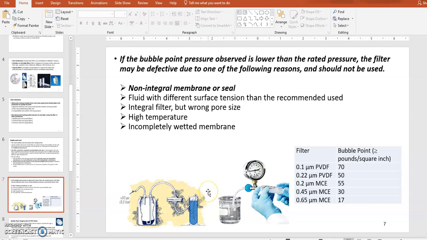So the manufacturer knows what the bubble point pressure is for each filter they manufacture, because they did a pre-test. So it's like this.